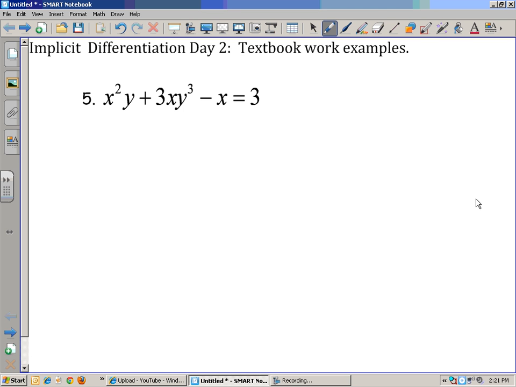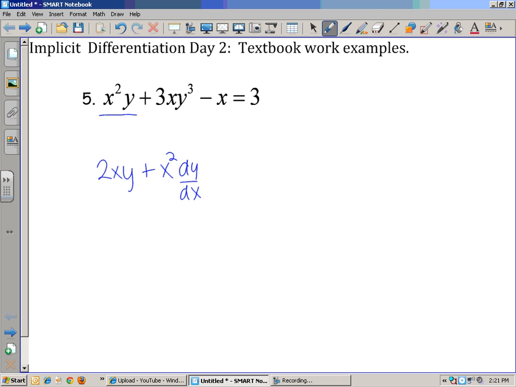And so we're just going to do a couple of examples that I think are good representations of the level of difficulty that you're going to see. So the first example we're going to do is number 5 in your book. This is from section 3.1. So derivative of the first times the second plus the derivative of the second times the first.